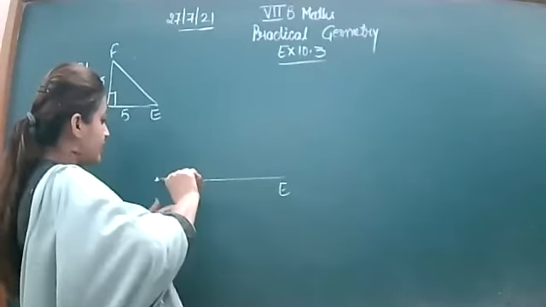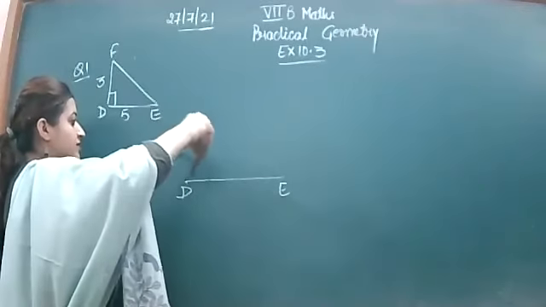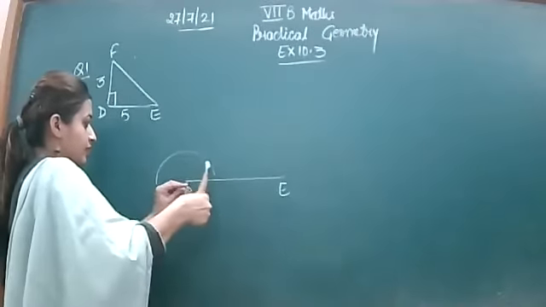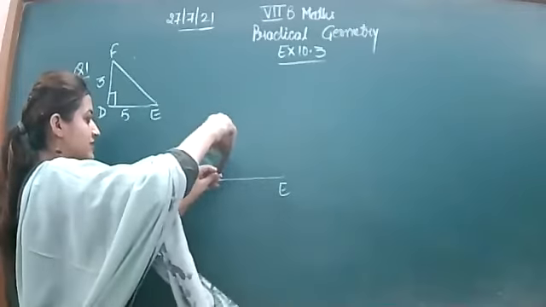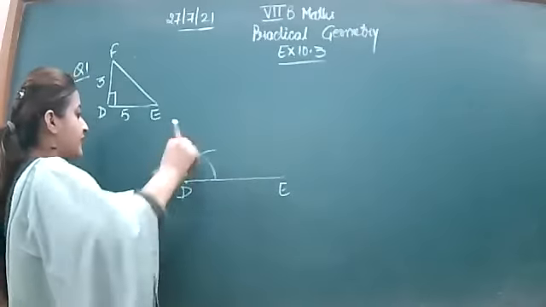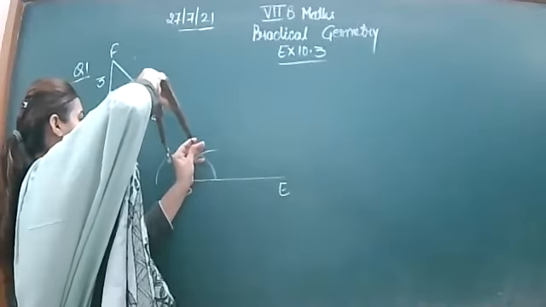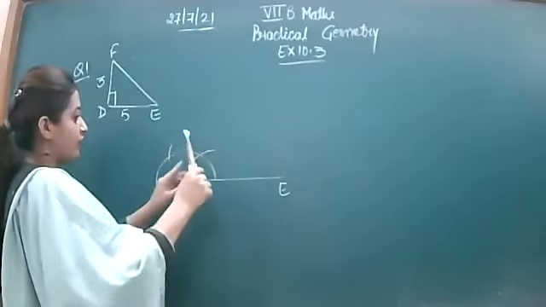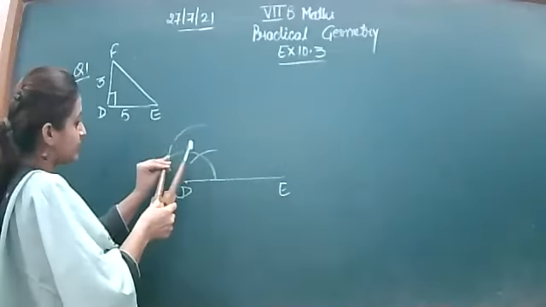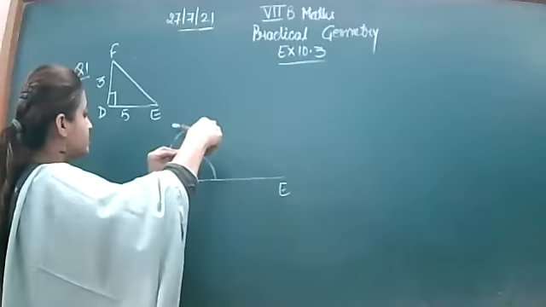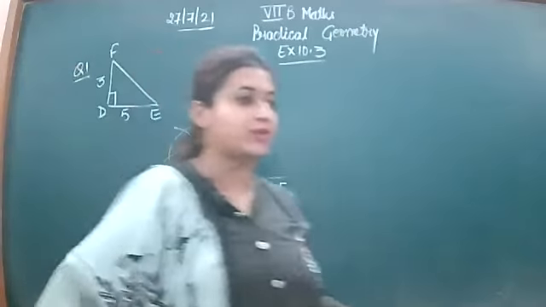How you will draw 90? You will take radius. You will draw a semicircle here. You will put the arc of the same radius. Then from this arc, you will again put the arc. Then you will make half of it. How you will make half? You will draw the arc from this point and this point. When you will join this will give you 90 degree.